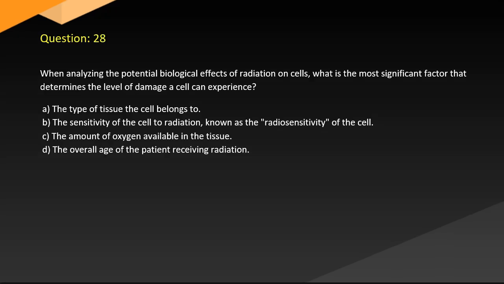Question 20. When analyzing the potential biological effects of radiation on cells, what is the most significant factor that determines the level of damage a cell can experience? A. The type of tissue the cell belongs to. B. The sensitivity of the cell to radiation, known as the radiosensitivity of the cell. C. The amount of oxygen available in the tissue. D. The overall age of the patient receiving radiation.